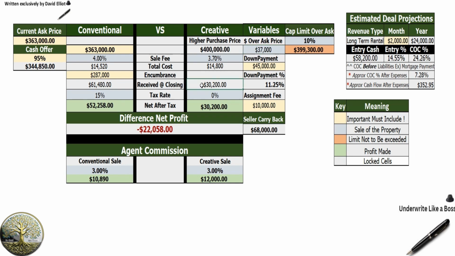They're going to get half of that money at closing. You may be able to convince the seller that even though you are receiving half at closing, you're going to make $37,000 on the back end. Now, is that a conversation that the seller is willing to listen to?